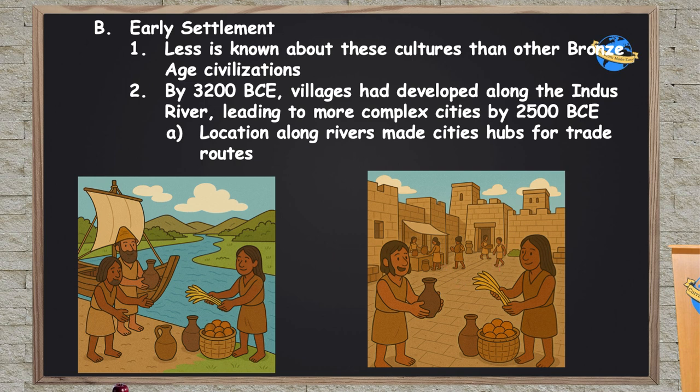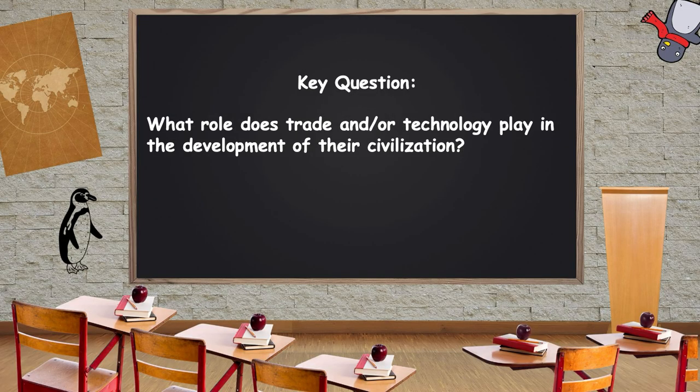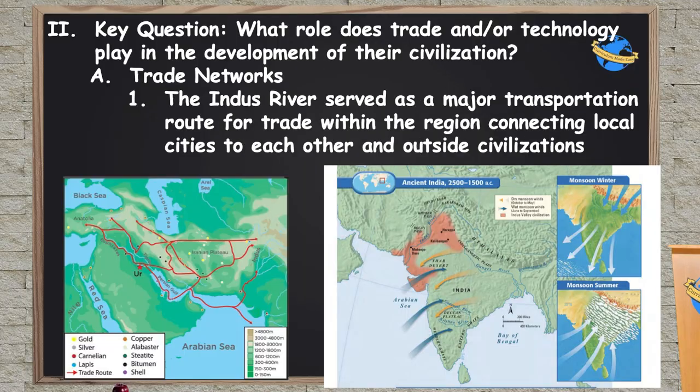And so that's how some of these start to develop into those main cities of the region. All right, let's talk about the role that trade and technology plays in the development of the civilization, since we've started talking about trade already. As mentioned earlier, some of these early villages then develop into major cities because of their locations as key hubs on trade routes along the Indus Valley.